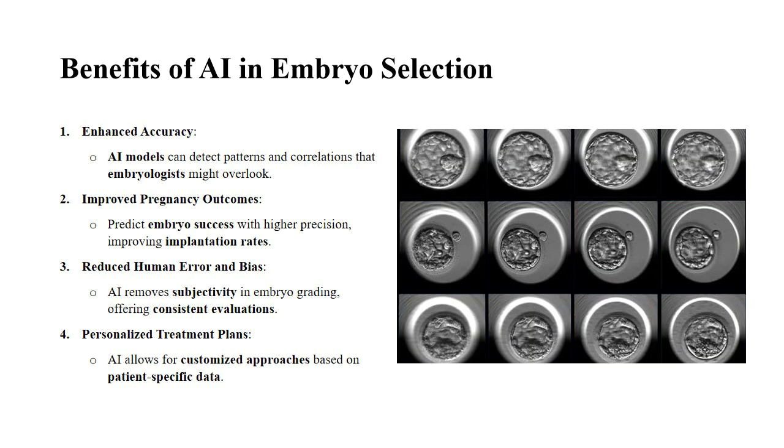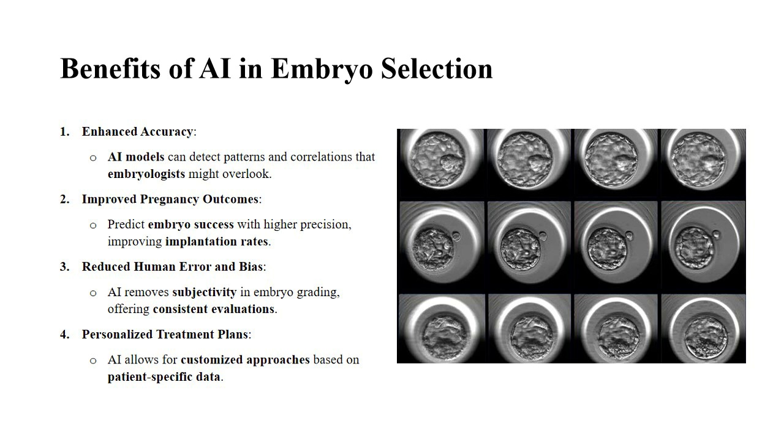3. Benefits of AI in embryo selection. A. Enhanced accuracy. AI-driven algorithms can analyze vast amounts of data and recognize patterns that might be overlooked by human embryologists, increasing the accuracy of embryo selection. The use of machine learning models can help eliminate subjectivity in embryo grading, providing a more objective approach to choosing the best embryos for transfer.